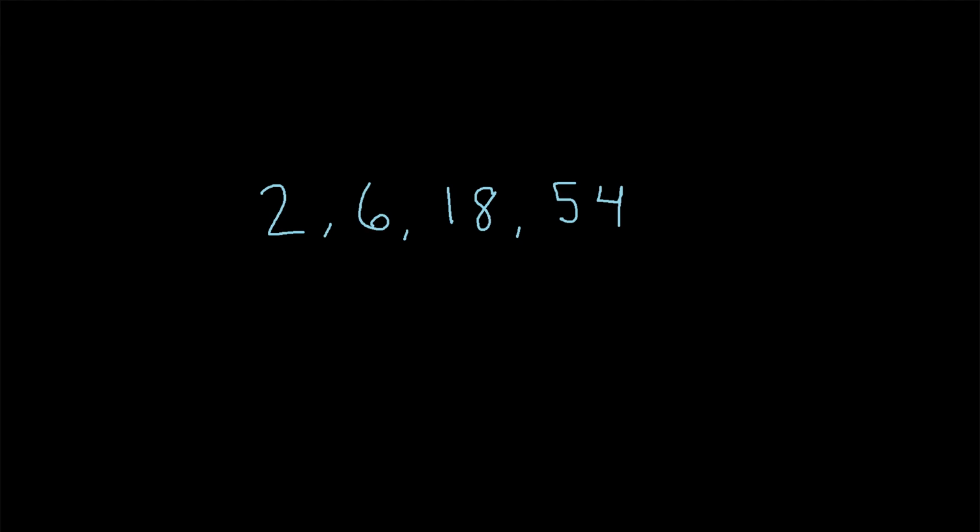In this video, we will talk about how to find the common ratio in a geometric sequence. So I have a few examples for us to work through here. Let's check out the first one. We have the sequence 2, 6, 18, and 54.